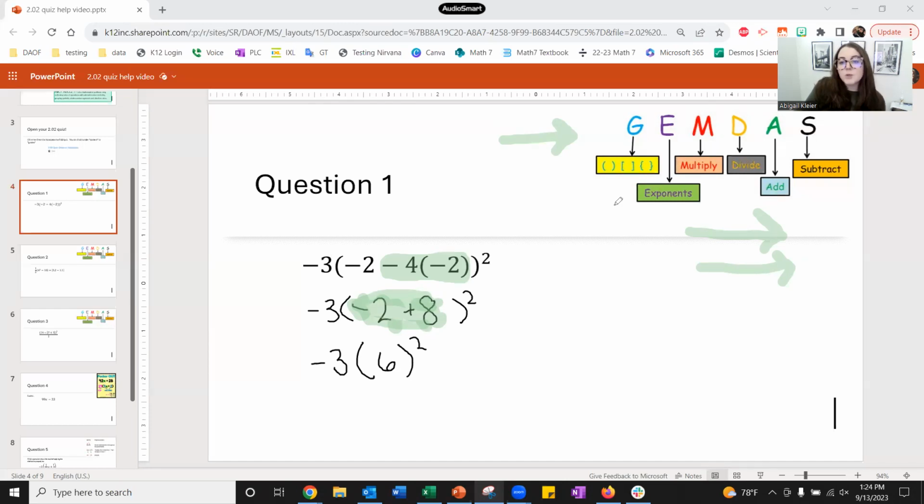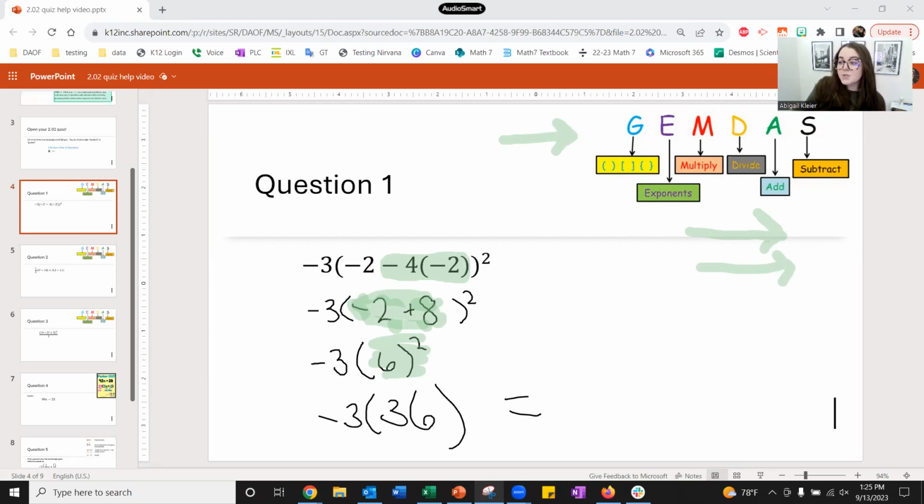Now I'm done with my grouping symbols, so I have to see what operations I have left. I have multiplication and I have exponents. So I'm going to work on these exponents. 6 to the power of 2. 6 to the power of 2 is the same thing as 6 times 6, which is 36. And I want to make sure I bring down that coefficient of -3.